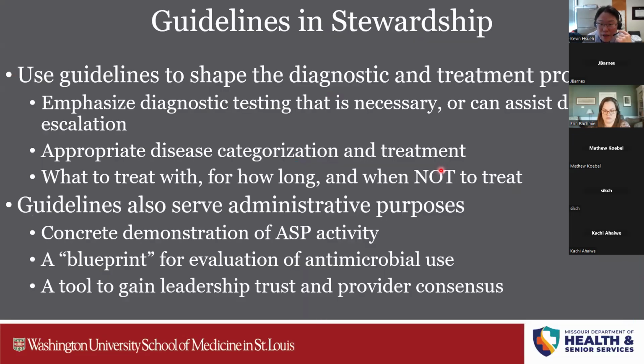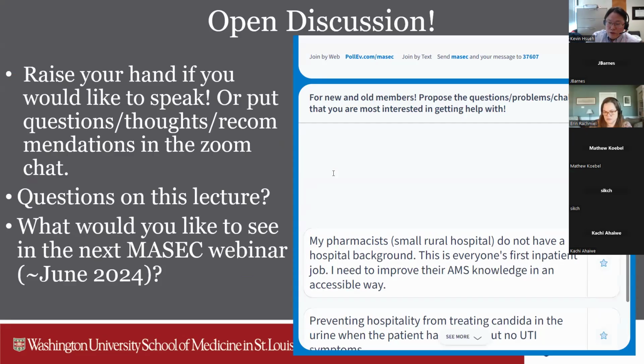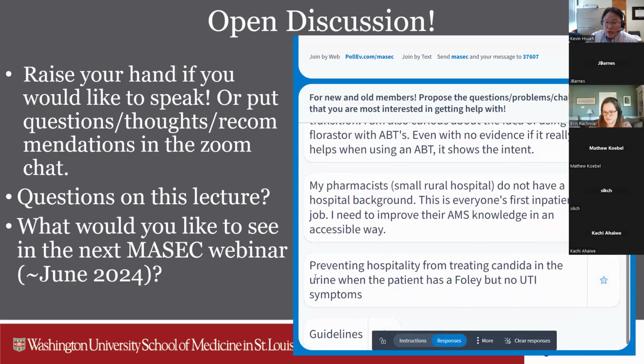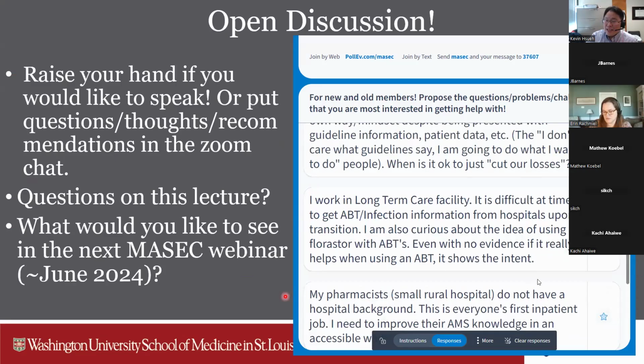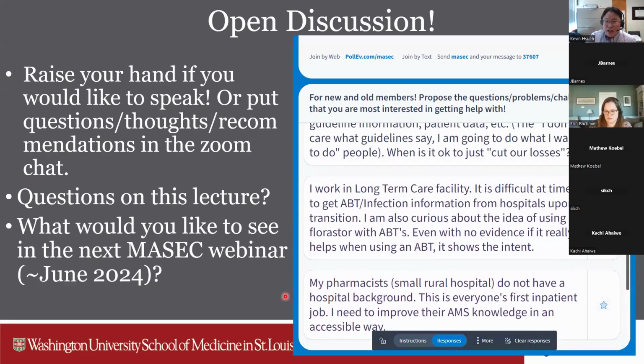Pharmacists run small rural hospitals and don't have a hospital background. This is everybody's first inpatient job. I need to improve their AMS knowledge in an accessible way. That is a question we've gotten a lot, and I have some recommendations. Another question: preventing hospitalists from treating candida in the urine when the patient has a Foley but no UTI symptoms. As I said, UTI is at least straightforward theoretically, but difficult in general.